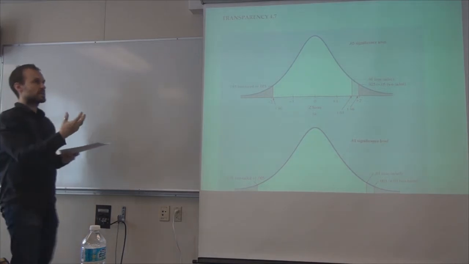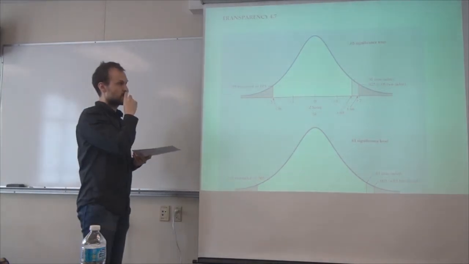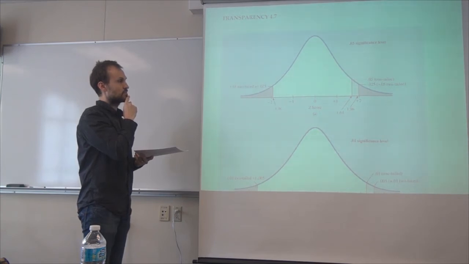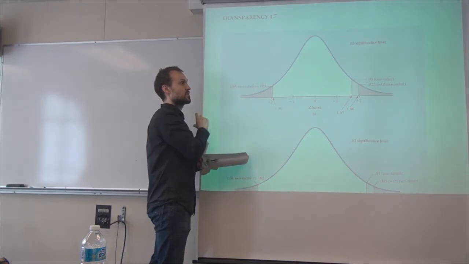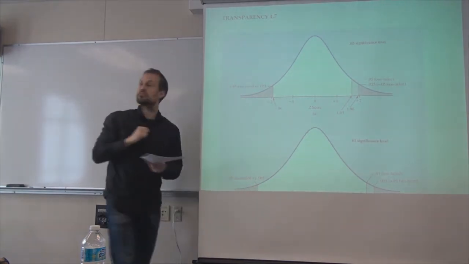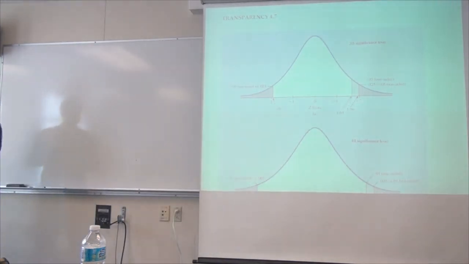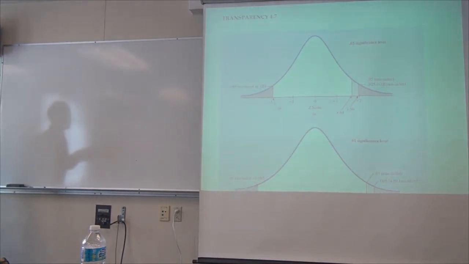So because I don't know exactly which direction it's going to be when I take my sample, I have to cover the possibility of it being extremely high or extremely low. But I still want a total of 5%. Does that make sense, sort of?